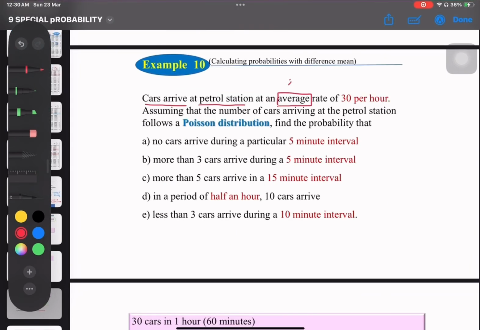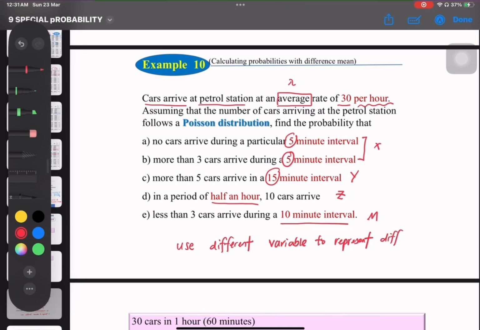From the question, we can see that lambda is equal to 30 per hour. So for a 5 minute interval, we use X, for 15 minutes we use Y, for half an hour we use Z, and for 10 minutes we use M. We're going to use different variables to represent different intervals.